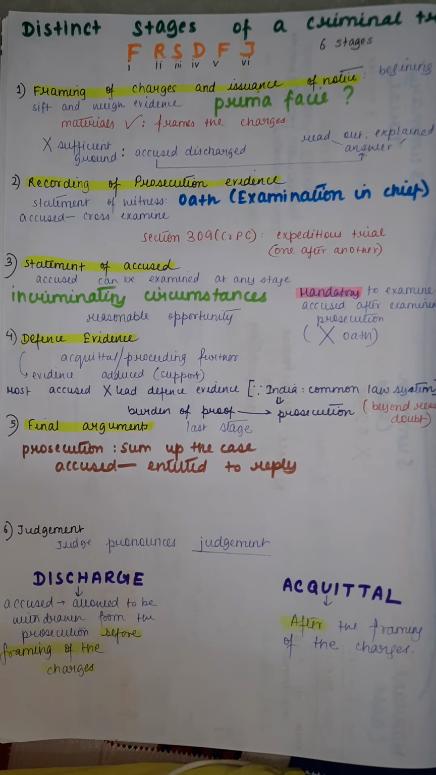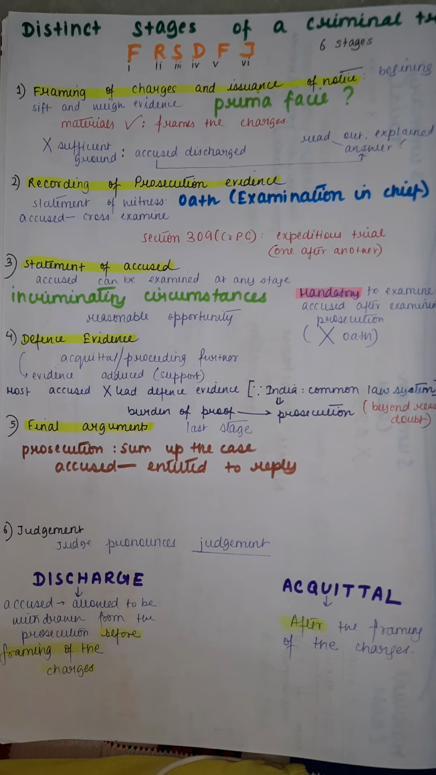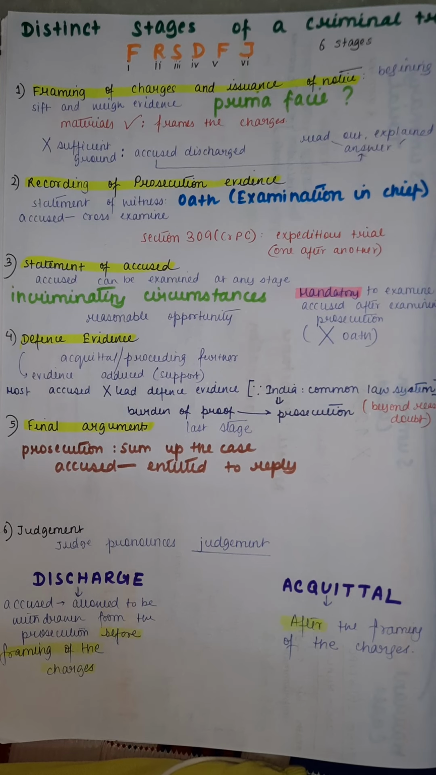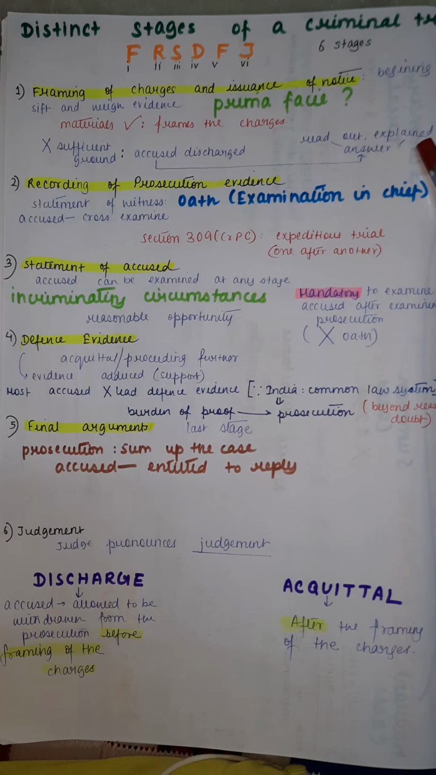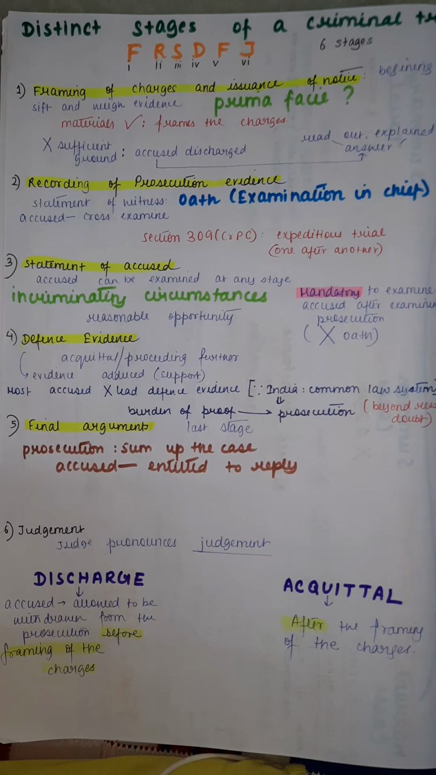First of all, in the first stage, what happens? It's the beginning of the criminal trial, and the judge sifts and weighs evidence, examines the evidence to see whether a prima facie case emerges or not. Prima facie, as I just now explained to you, means a substantial case which is not vague. Okay, if the materials placed are sufficient to conclude that there was a commission of an offense, then the judge frames the charges, and if there is no sufficient ground, then the accused is discharged. At the end of this stage, the charge is read out to the accused and explained, and the accused is entitled to answer.